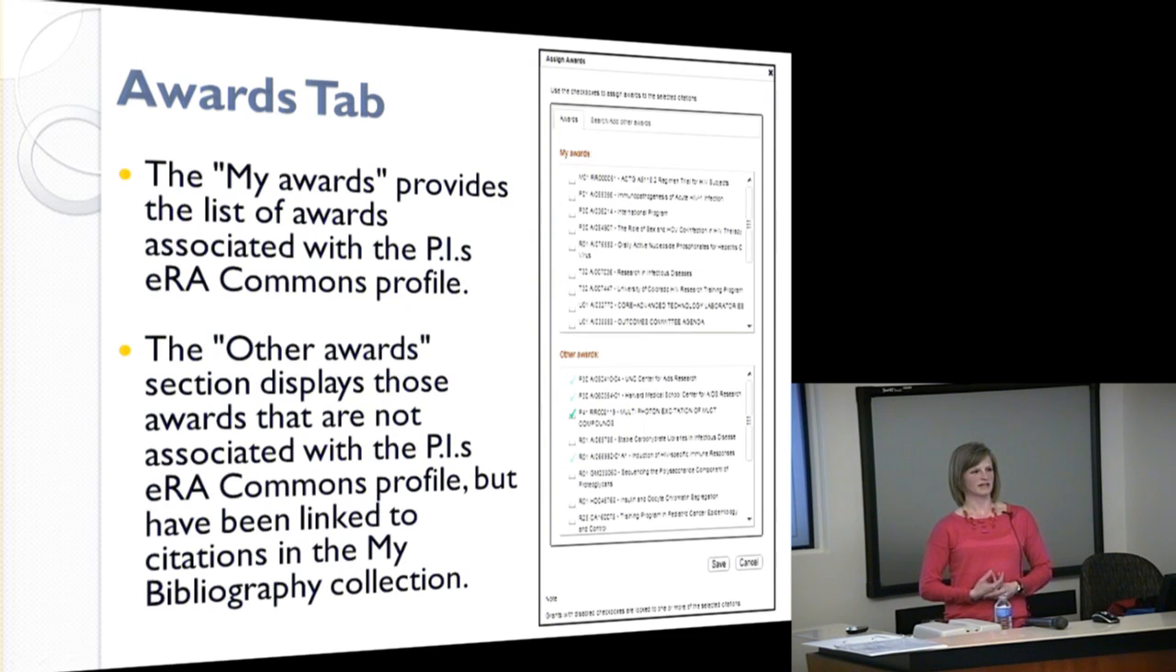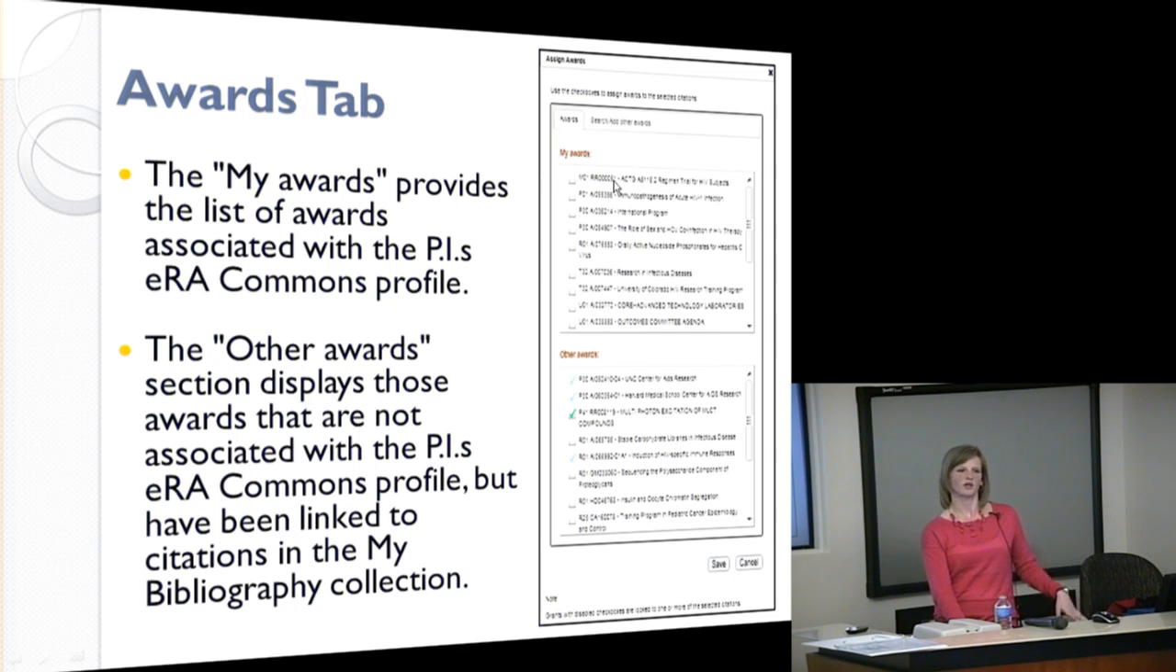This is that awards tab. So remember I said that your grant information from ERA Commons will show up in My Bibliography if you have correctly linked your accounts. So for each article you can associate particular awards, and this is what it looks like when you go to do that.